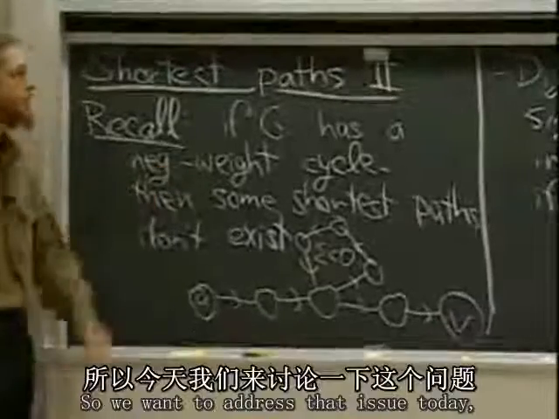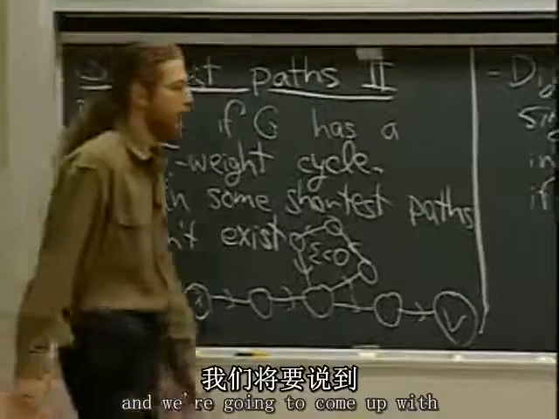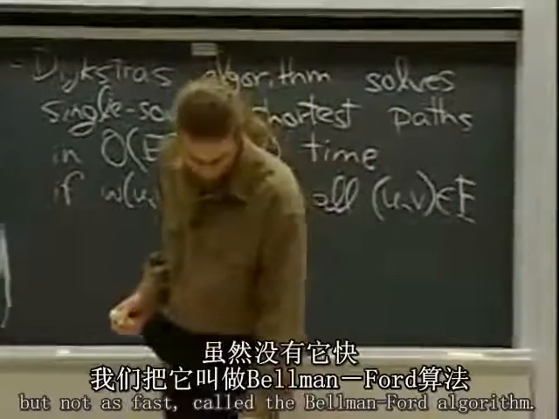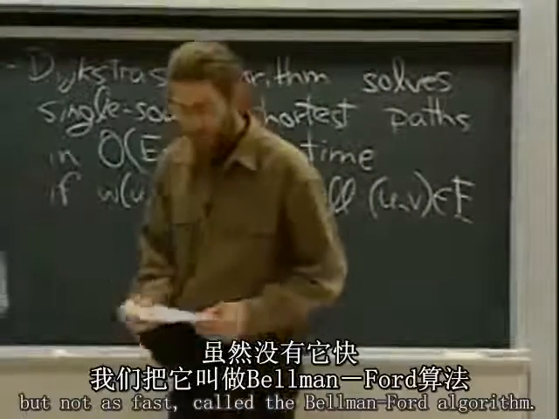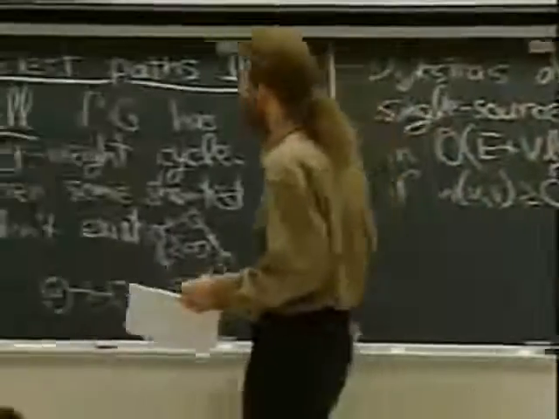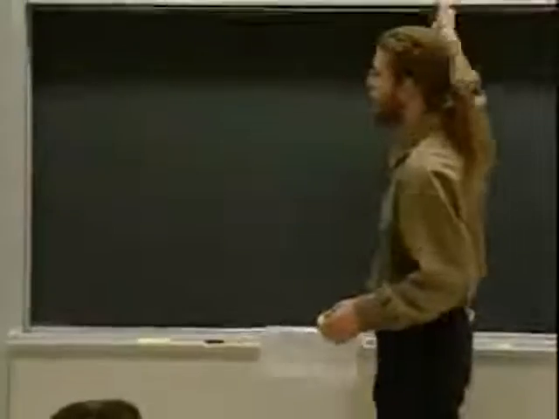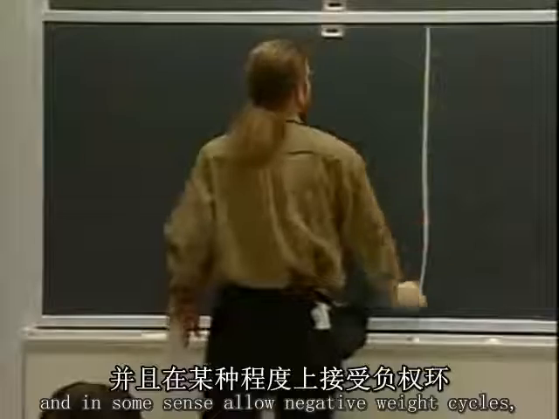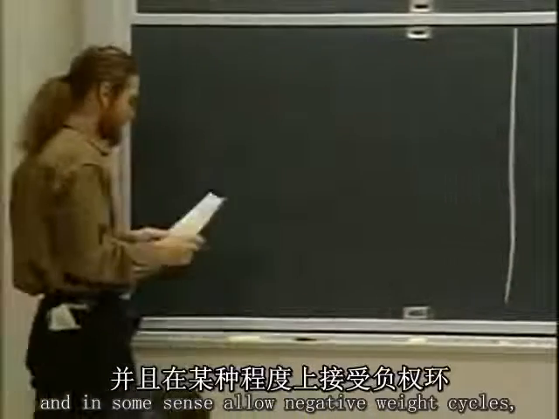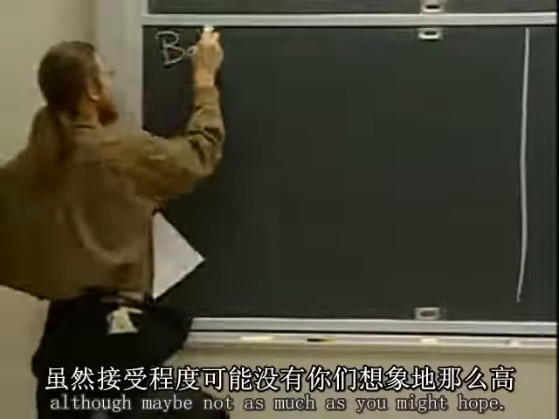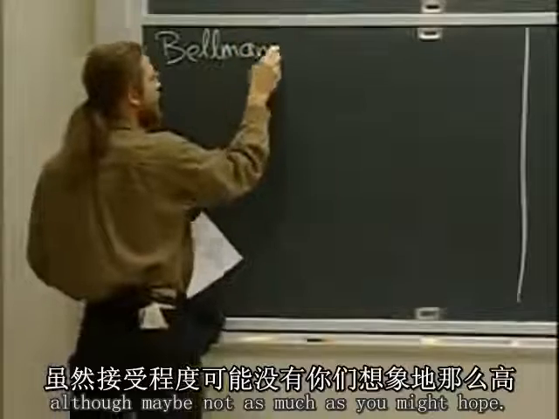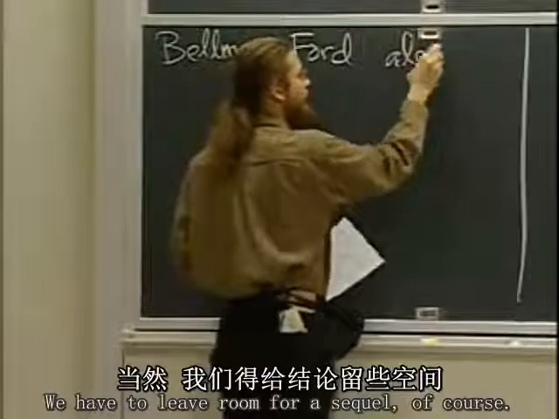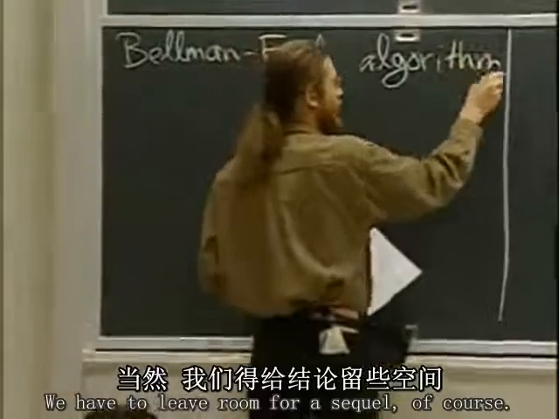So we want to address that issue today, and we're going to come up with a new algorithm, actually simpler than Dijkstra, but not as fast, called the Bellman-Ford algorithm. And it's going to allow negative weights, and in some sense allow negative weight cycles, although maybe not as much as you might hope. We have to leave room for a sequel, of course.